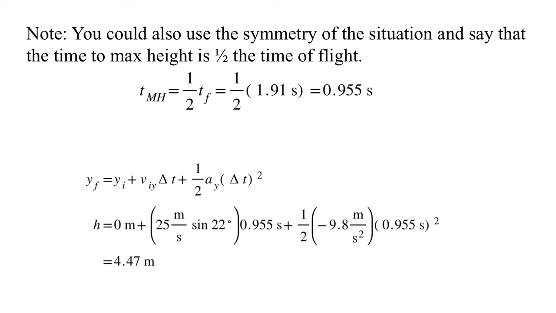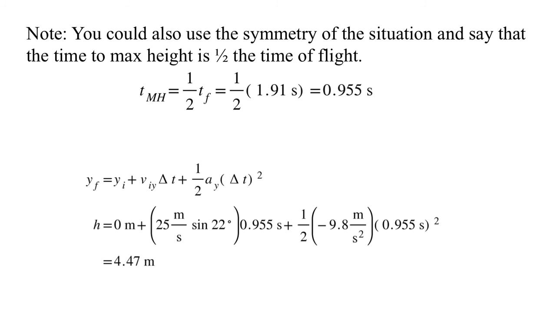You could also have solved the problem differently. It said use the vertical velocity being 0, but you could also have said, hey, the symmetry of the situation tells us that the time to maximum height is 1/2 the time of flight, so t max height is 1/2 tf. 1/2 of the 1.91 seconds is 0.955 seconds. And then we can go back into the direct position equation and say y is its initial position plus viy delta t plus 1/2 ay delta t squared, or the height is 0 plus the vertical velocity times the time we just found plus 1/2 times minus g times the time squared, and not surprisingly, we get the same number.